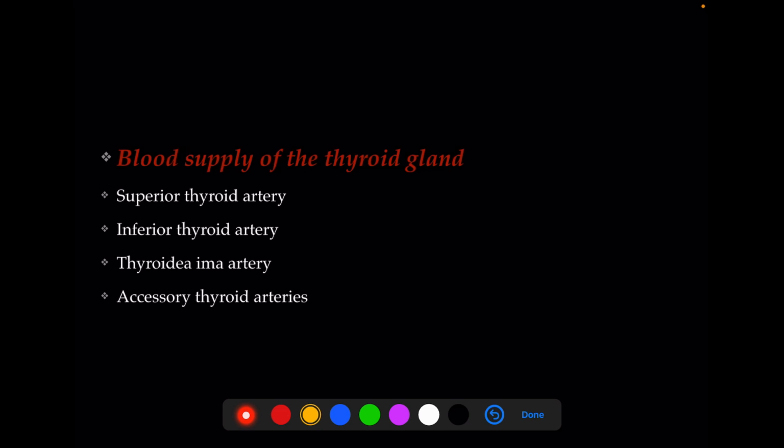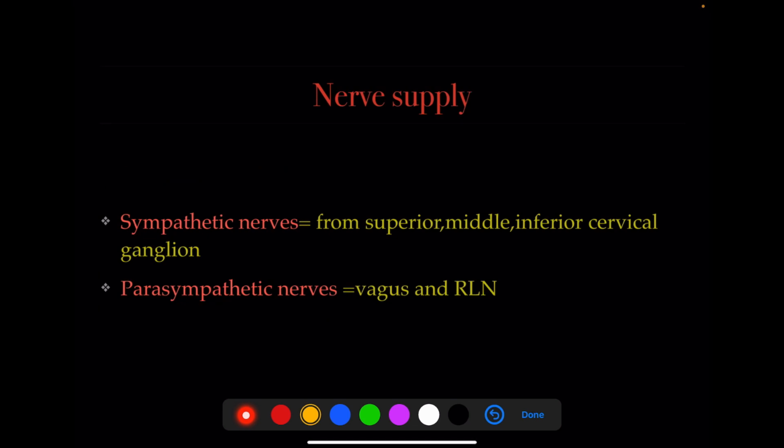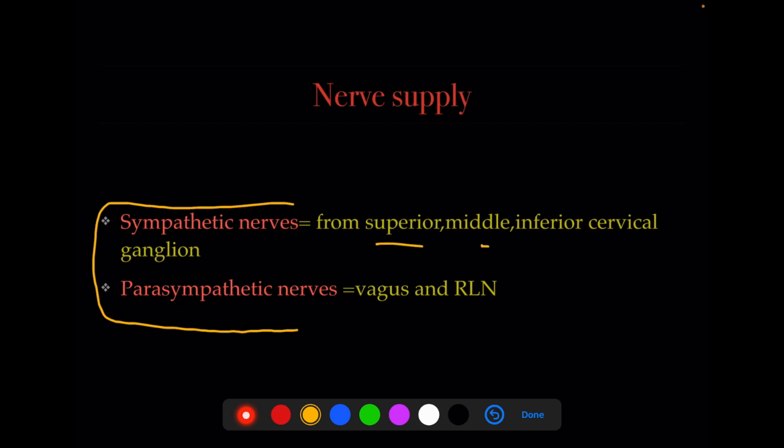Now next, we have to memorize all the blood supply of the thyroid gland. These are all the blood supply; you just have to memorize those names. Next, we're coming to the nerves. These all are the nerve supply of the thyroid gland: the superior, middle and inferior cervical ganglion as the sympathetic group, and the parasympathetic groups are the vagus and the recurrent laryngeal nerve, which has two, the left recurrent laryngeal nerve and the right one.